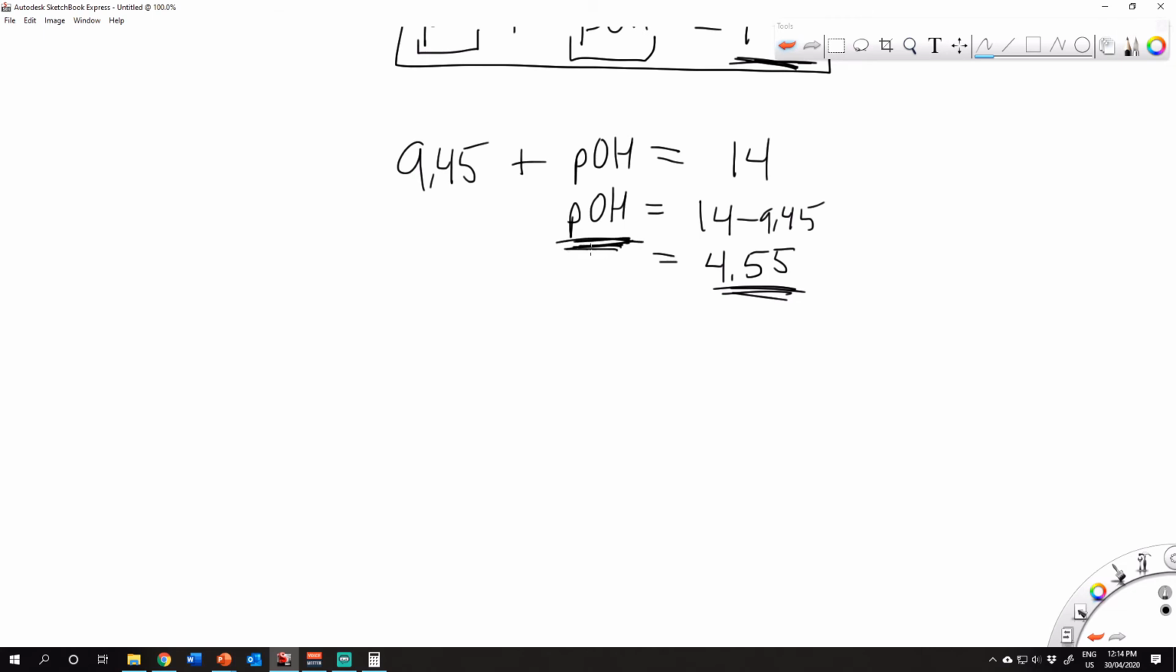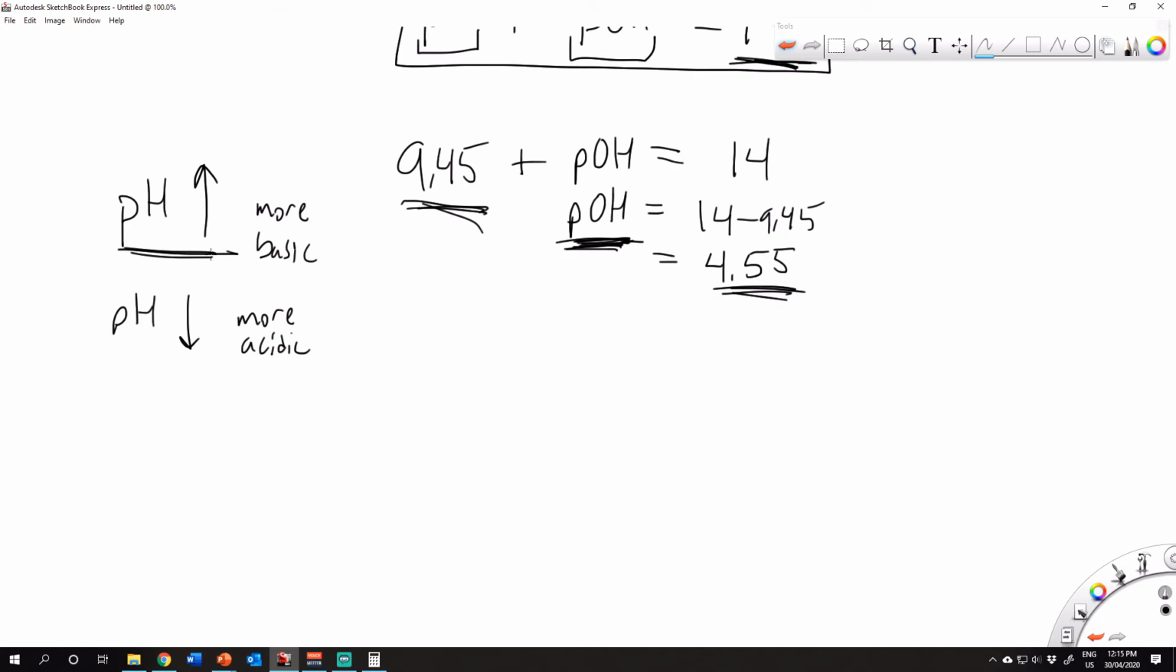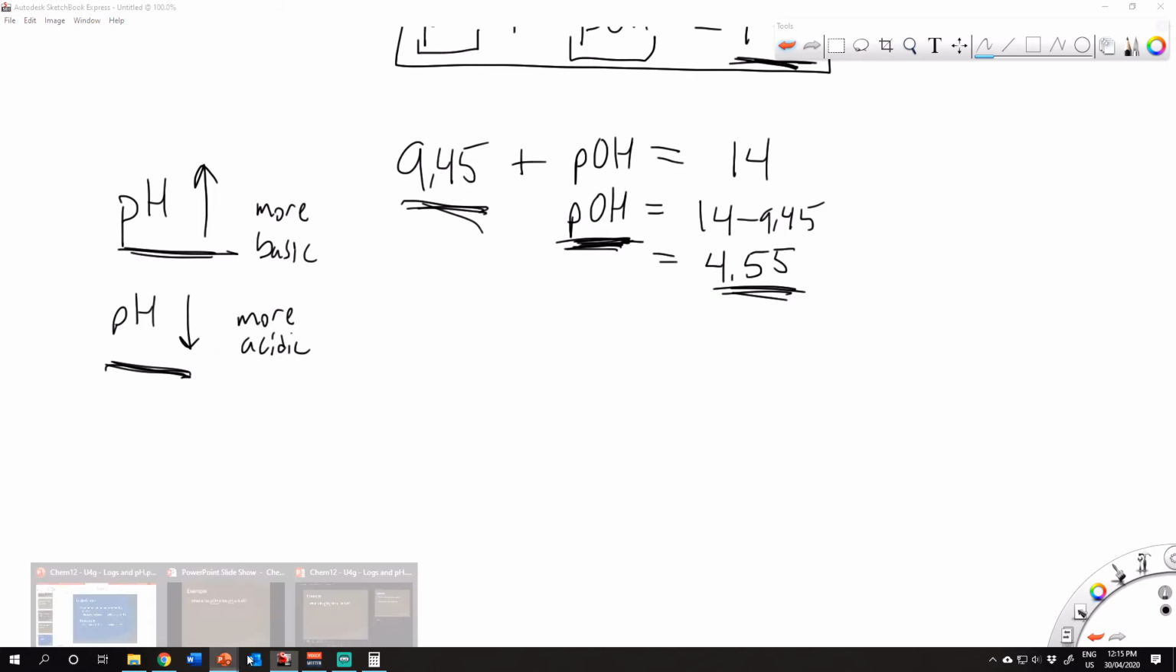Now this kind of makes sense too when you think about it, because if something is more basic, then it's less acidic. And if you remember from Science 10, if pH goes up, it becomes more basic. If pH goes down, it becomes more acidic. Okay, and these values will correspond to higher amounts. So high pH means low amount of hydronium, high amount of hydroxide. Low pH is the opposite, where you have a high amount of hydronium and a low amount of hydroxide. Let's go do another example.